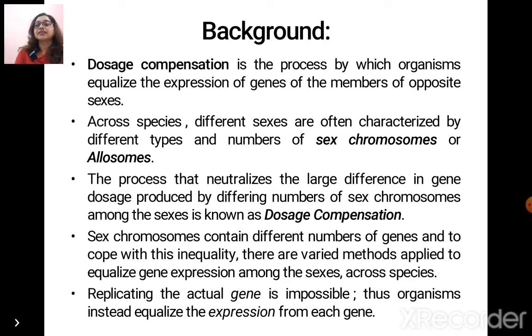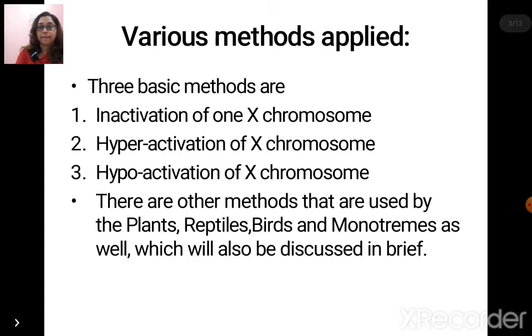Sex chromosomes contain different numbers of genes, and to cope with this inequality, there are varied methods applied to equalize gene expression among the sexes across species. Replicating the actual gene is impossible, thus organisms instead equalize the expression from each gene. What are the various methods? Basically, there are 3 methods: inactivation of one X chromosome, hyperactivation of X chromosome, and hypoactivation of X chromosome. And there are other methods that are used by the plants, reptiles, birds and monotremes as well, which we will be discussing.